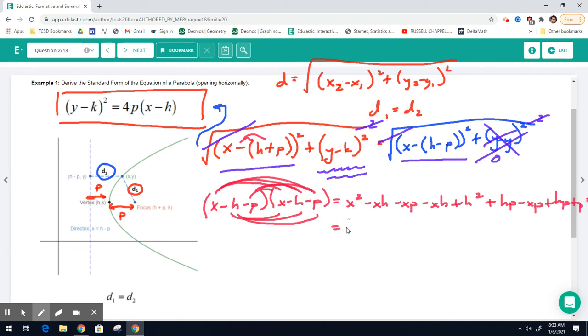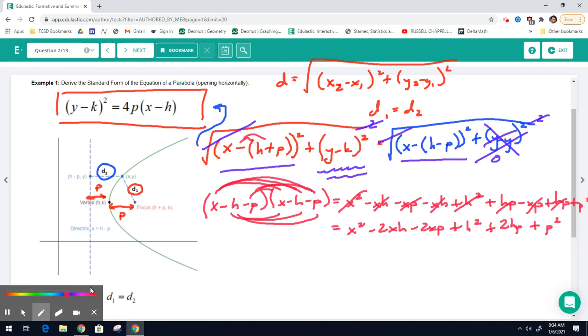So now let's simplify this. There's only one x squared. There are two minus xh's. There are two minus xp's. There's an h squared. There's two hp's. And there's a p squared. And there we go. So that's what this left-hand side is going to be with this y minus k squared next to it. Okay. All right.